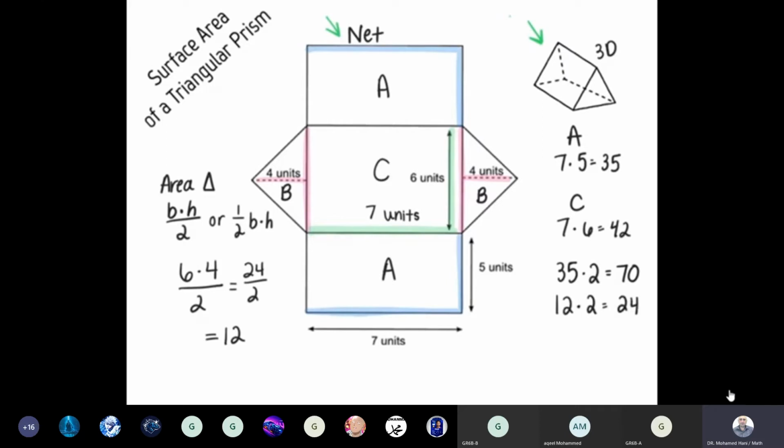Now when I add them up, I have to remember to also add in rectangle C, which was 42. And my answer is 136. So the surface area of this triangular prism would be 136 units squared.